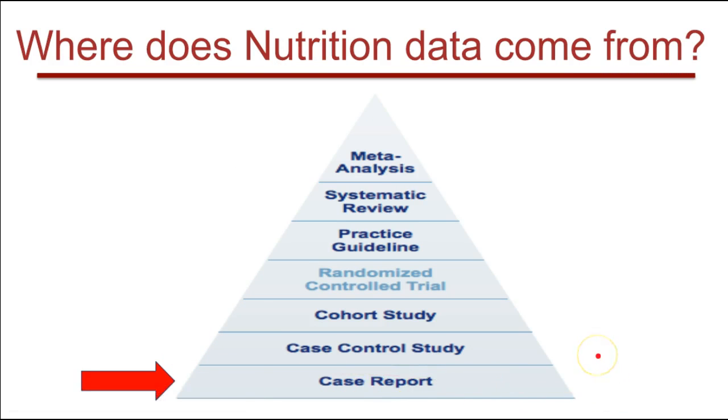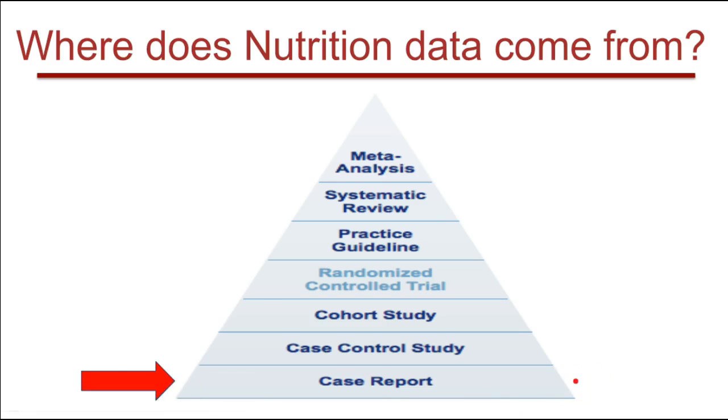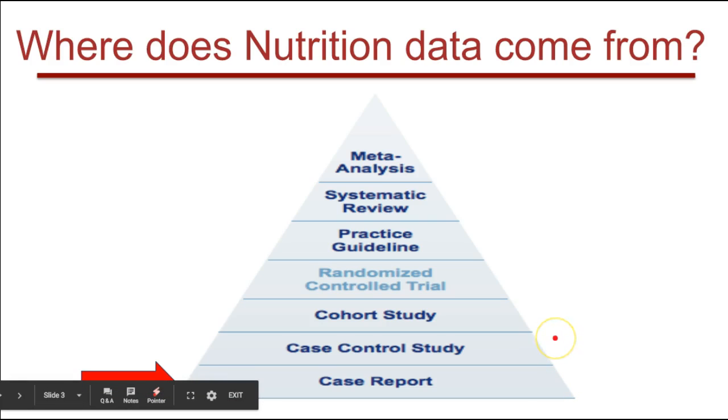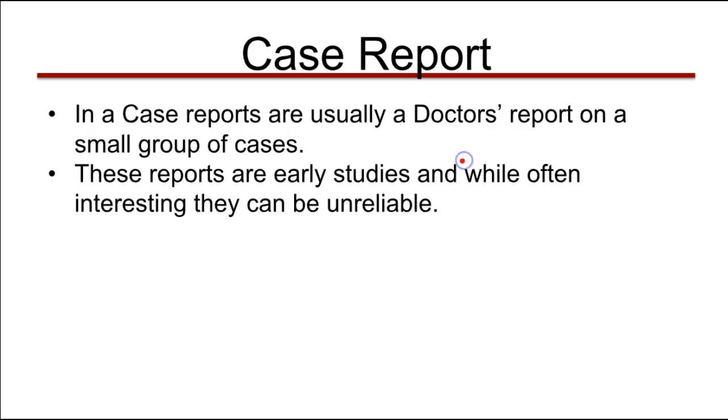Here I have a pyramid showing sources of nutrition data, starting at the bottom of the pyramid with case reports, then moving up to case control studies, cohort studies, randomized controlled studies, practices or guidelines, systematic reviews, and meta-analysis. Let's start out with case reports.